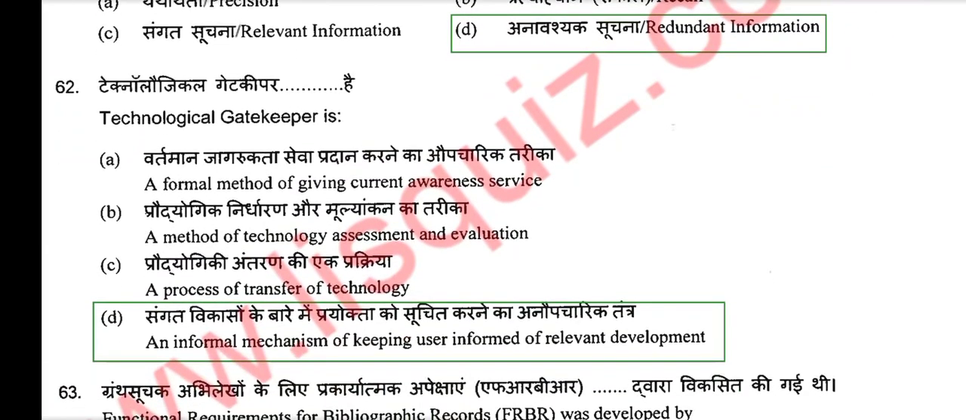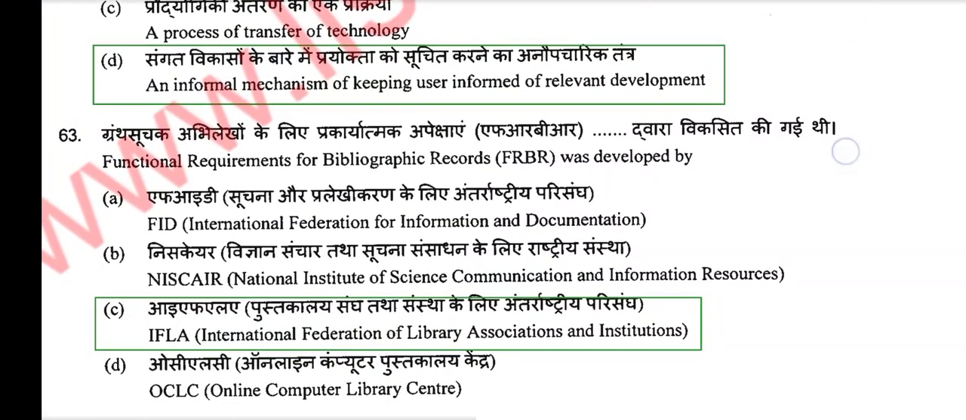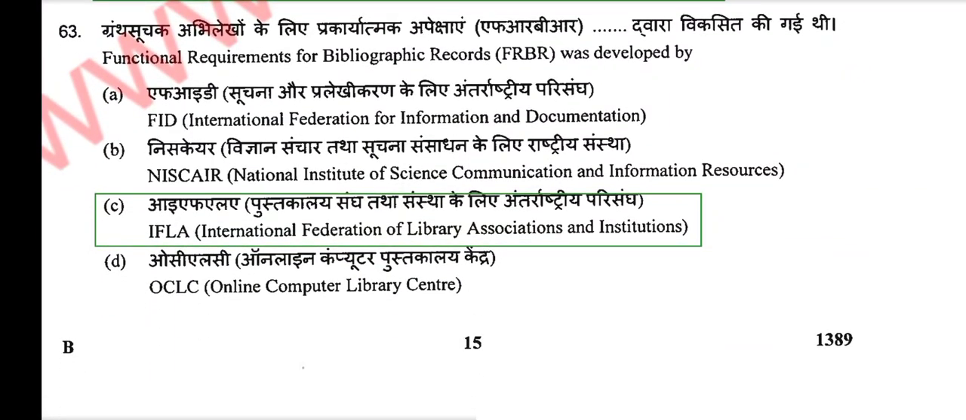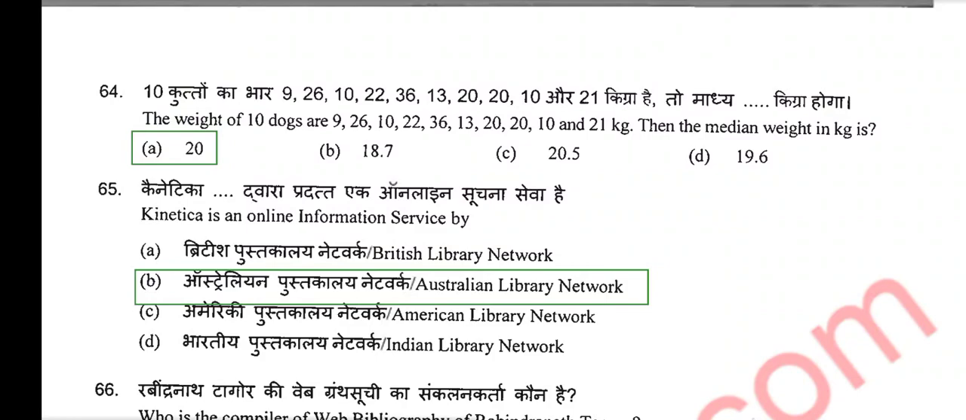Very well. Question number 62 says that technological gatekeeper is option D, that is an informal mechanism of keeping users informed of relevant developments. Question 63, that is Functional Requirements for Bibliographic Records, that is FRBR, was developed by, and the correct option is C, IFLA, that is International Federation of Library Associations and Institutions. Let's move to the next question, that is 64, and I think it is of mathematics. Let's skip this question, that is 64.